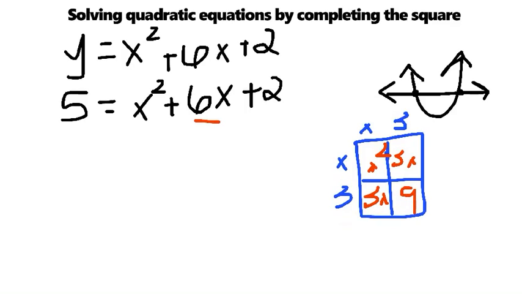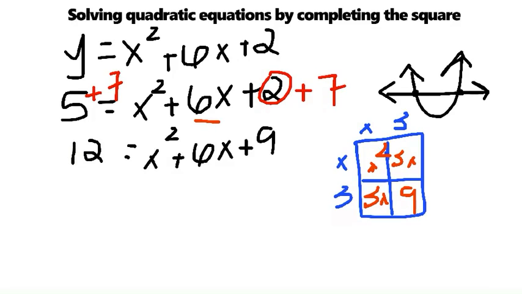We're supposed to have a 9 for it to be a perfect square, but we only have 2. So we need to add 7 to this side to get that perfect square. Well, that means we need to add 7 to this side to maintain balance in the equation. I'm going to pause the video and rewrite my new form perfectly. Now that we have 12 equals x squared plus 6x plus 9, it's the same equation that I started with on the previous line. It just looks different. And it allows us to factor the right side into the quantity of x plus 3 squared. We've made that perfect square.